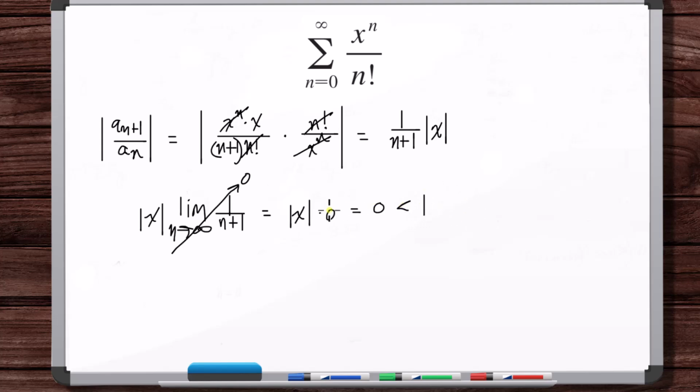So here, no matter what x we plug in, you could plug in x equal to 10 billion, as long as it's not infinity. Infinity times 0 is indeterminate, but x is not infinity. You're going to get 0, or something very close to 0, which is less than 1. So the interval of convergence here is minus infinity to infinity, and the radius of convergence is infinity.